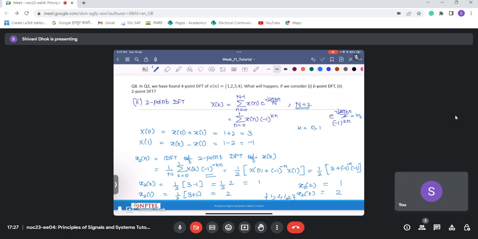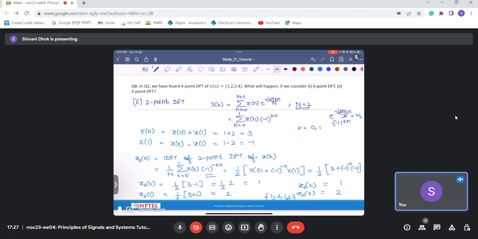But normally, if any finite sequence is given, let us say of length 6, we always compute a 6-point DFT, right? No, it need not be. I can compute a 1024-point DFT for that length-6 sequence. It's fine. But if I compute a 5-point DFT, I am losing information.